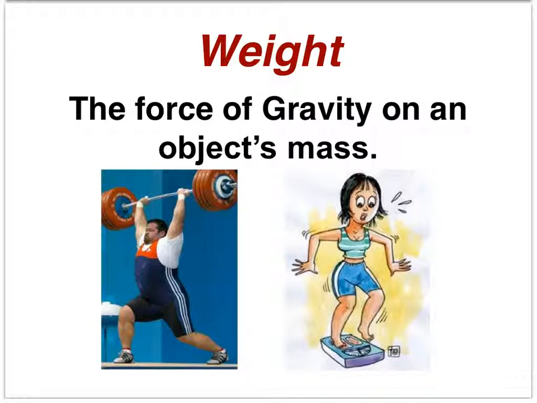The force of gravity on an object's mass is what weight is, how much gravity something's pulling on you with. Now, it has to do with the amount of mass that you have. Something that has more mass has more weight. But if you get up into space where there's no real gravitational pull, then objects have no weight, but they still have mass.